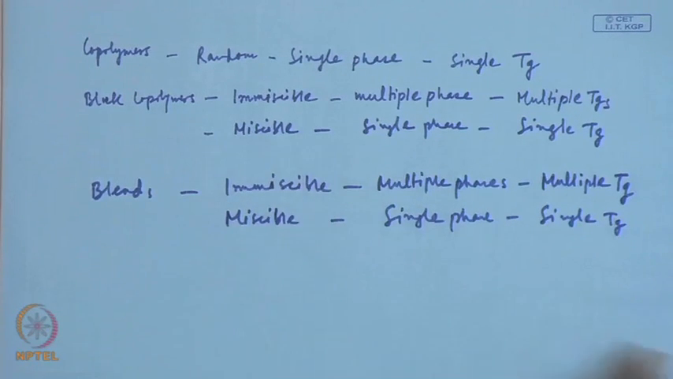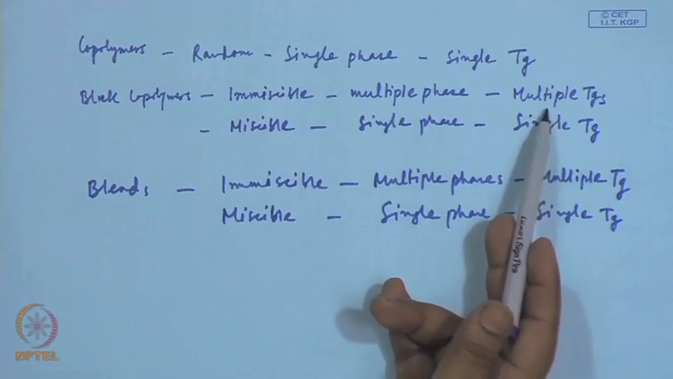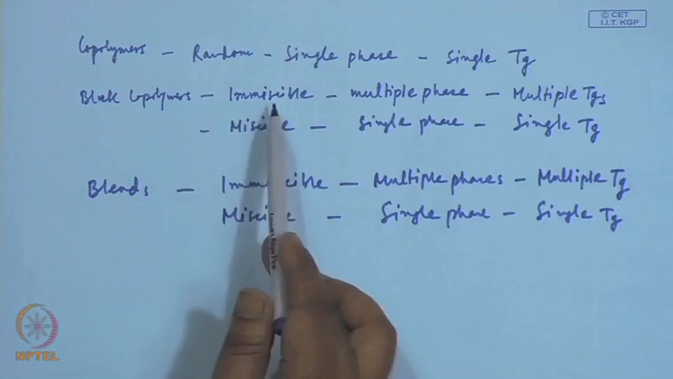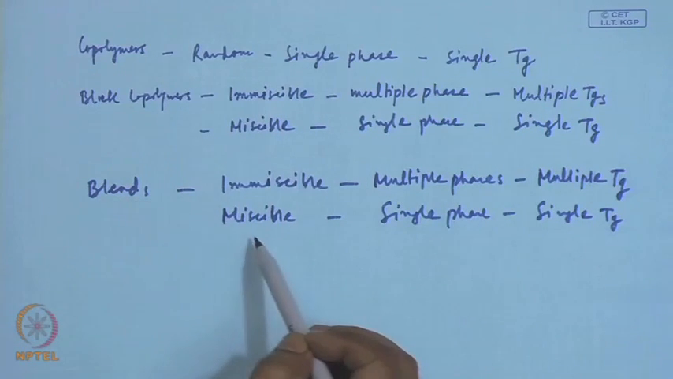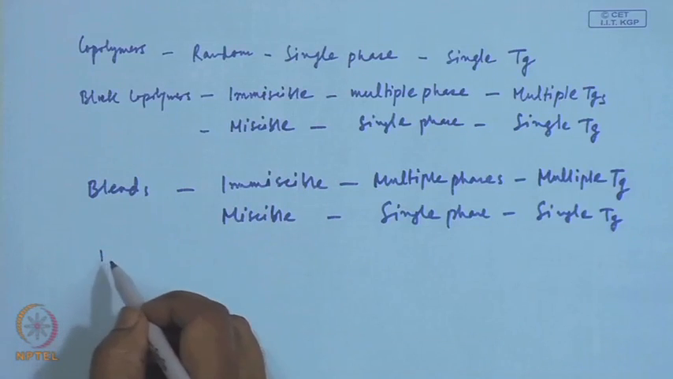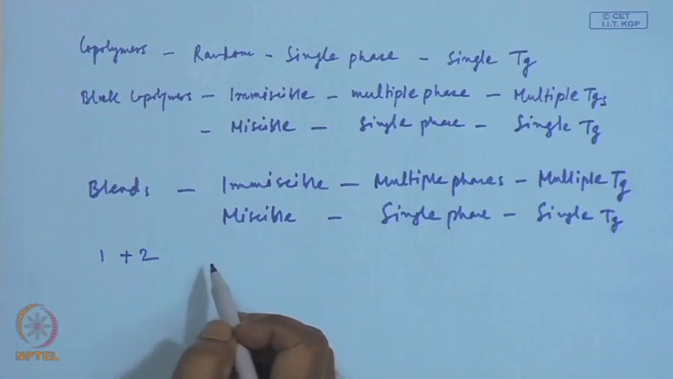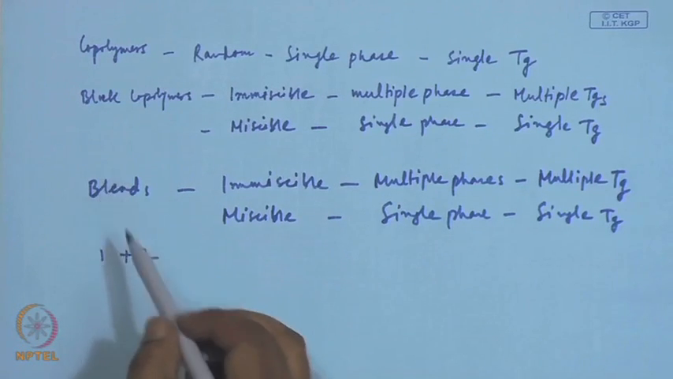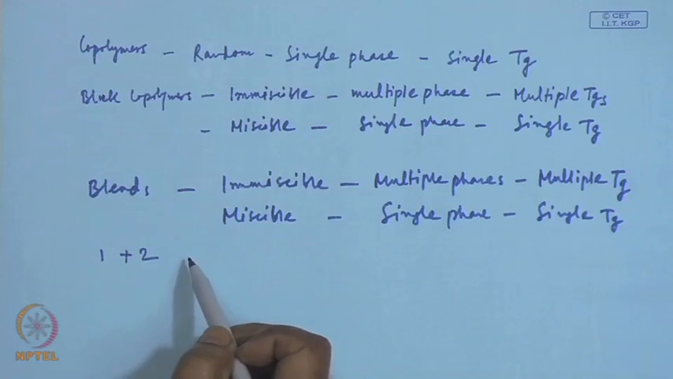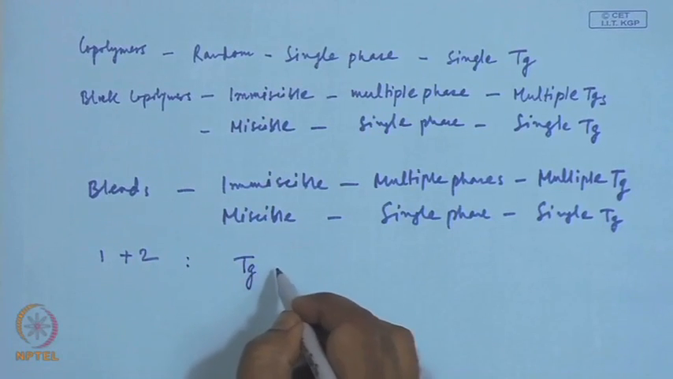For an immiscible blend, it does not matter; you know the Tg's for the homopolymers, so obviously you will know the Tg's for the immiscible block copolymer or immiscible blends. What is the Tg for a miscible blend? If you mix component 1 and component 2 with each other, or you make a block copolymer of 1 and 2 which becomes miscible, then what is the Tg? Now, there are two equations which you can apply.